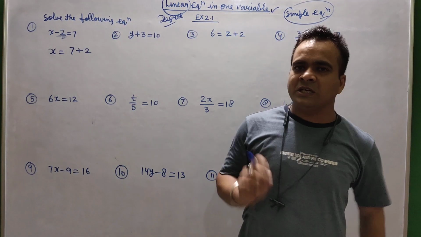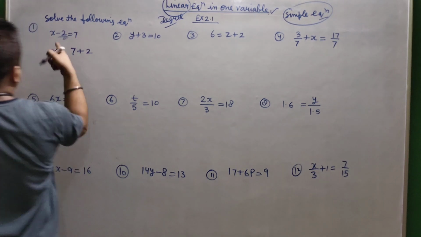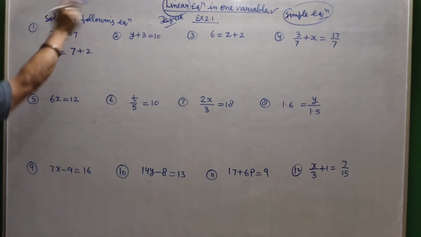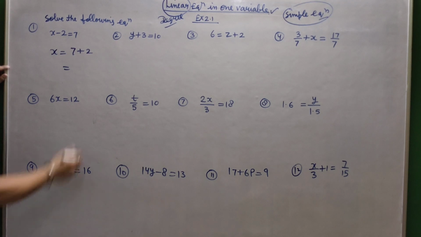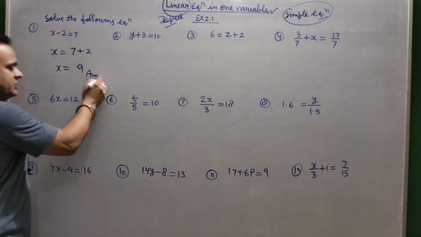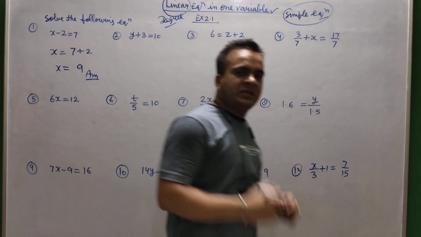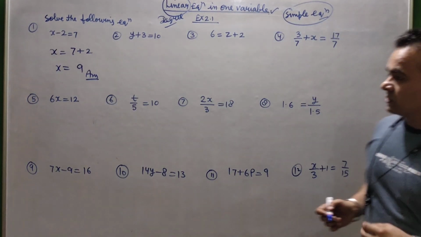There will not be any change with this 7. Only what we are doing is shifting this 2 to the other side, and it is minus, so it converts into plus. So we get x is equal to 9, and this is your final answer. So you can understand how easy these sums are.